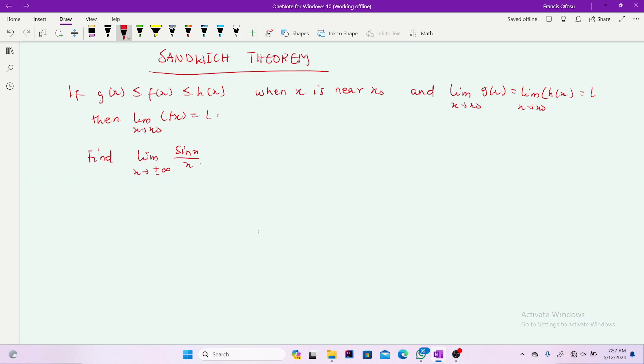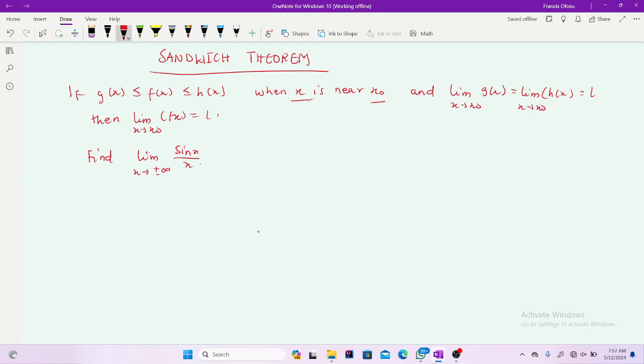Okay, so it says if a function g of x is less than or equal to a function f of x, and this function f of x is also less than or equal to a function h of x, where x is near x naught, then the limit as x approaches x naught of the function g of x is equal to the limit as x approaches x naught of the function h of x.